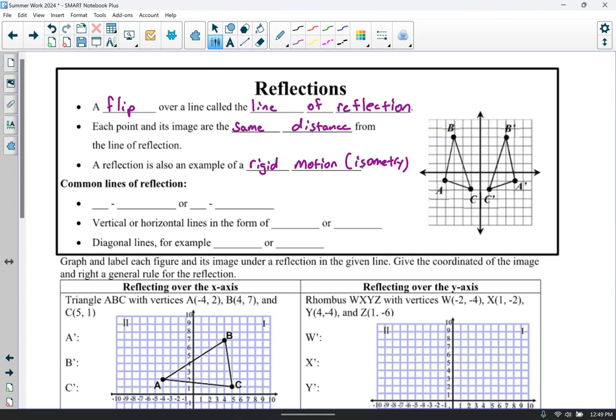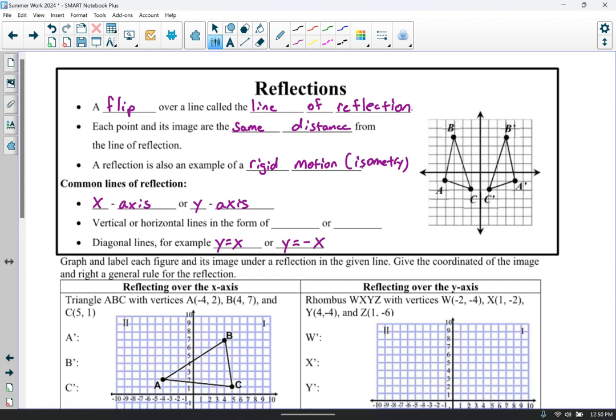Okay. Some common lines of reflections we're going to look at in our work is reflecting over the x-axis, the y-axis, and diagonal lines of y equals x and y equals negative x, which we should be familiar with from your work in 7th grade from linear equations, from graphing those lines going through the origin with a slope of 1 and negative 1.